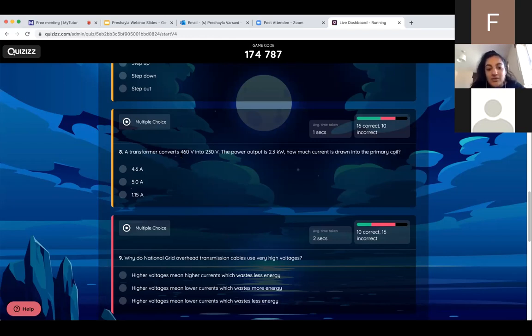Now we know that the primary voltage is 460. And the power is 2.3 kilowatts. So what we can do is take the power, which is 2,300, divide by 460. So what we've done is we've taken P equals IV and we've rearranged it for I, which is power divided by V. When we do 2,300 divide by 460, we get 5. So if you write 5 amps, well done.